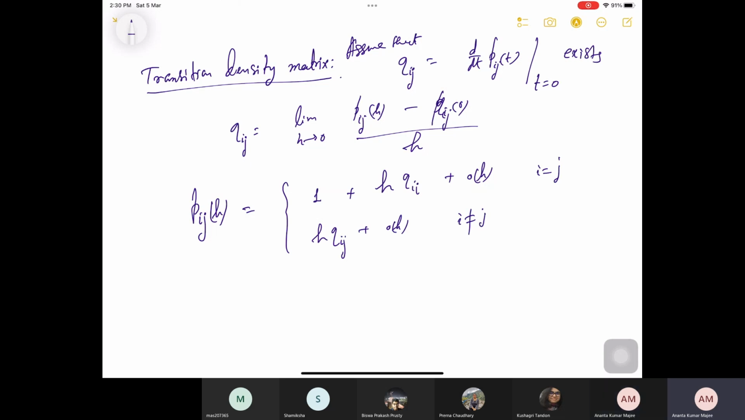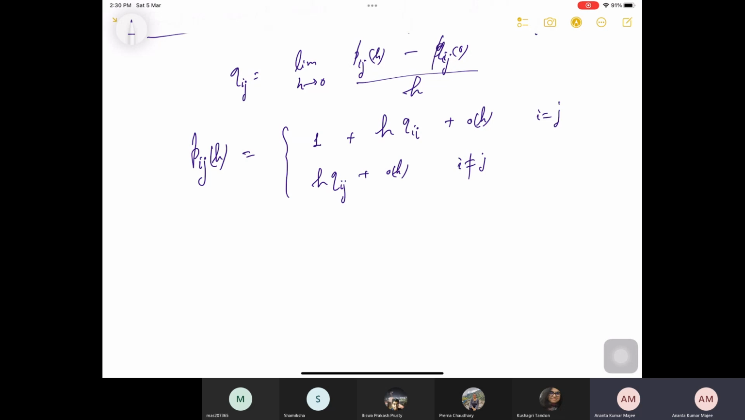I'll come back to this a little later, whenever I am considering the Poisson process again. I told you there are two ways to define the Poisson process. One is where the rate is given to you, and from here it will be clear why that is so. What is small o of h? It is a function f of h such that f of h by h goes to 0 as h goes to 0. That is the small o function.